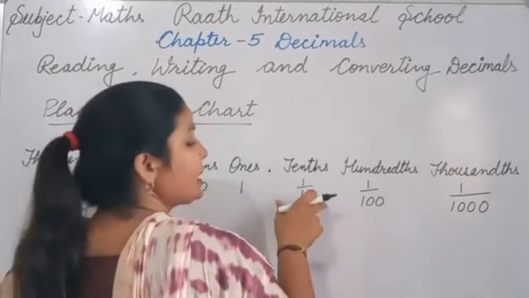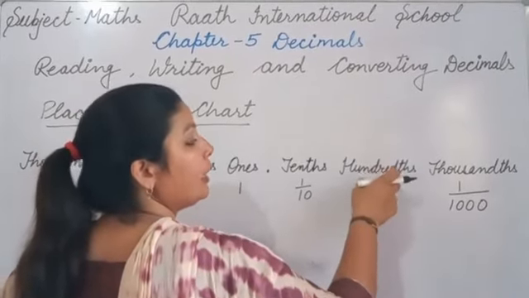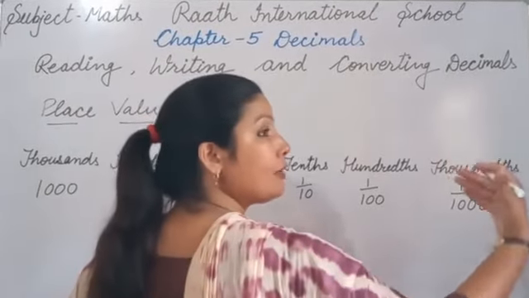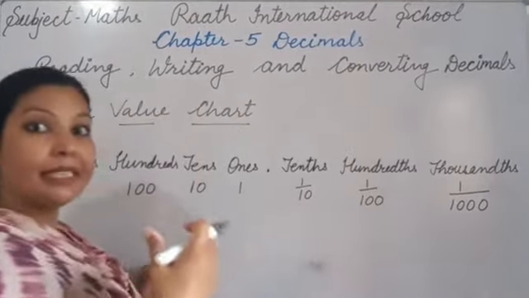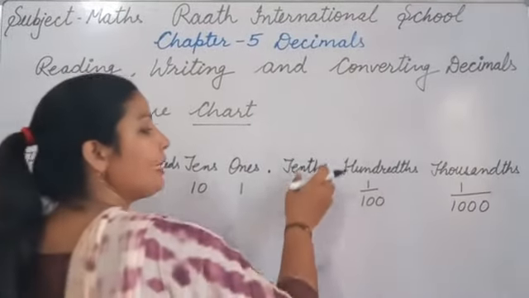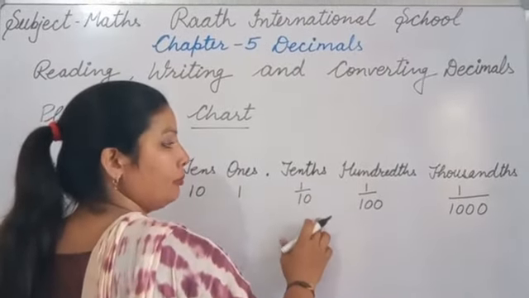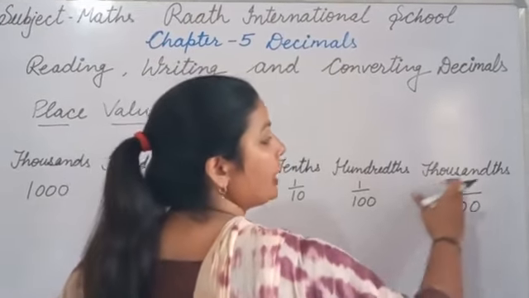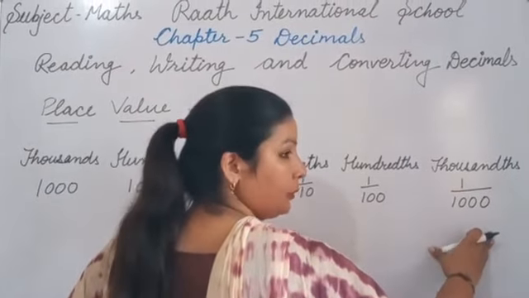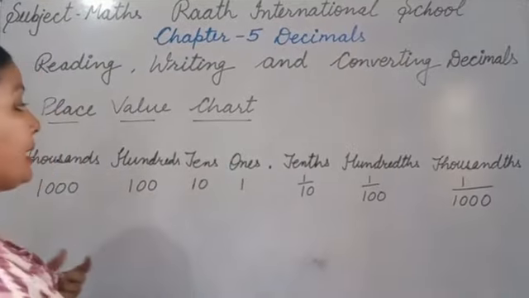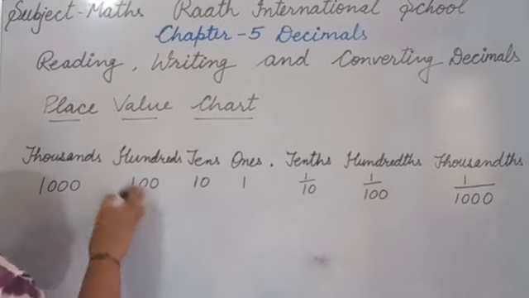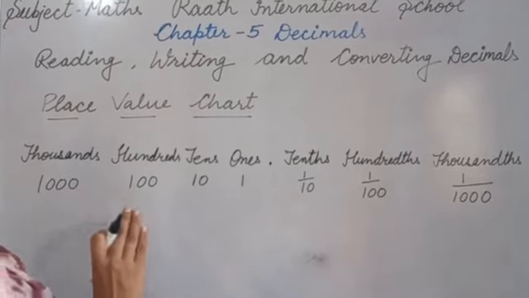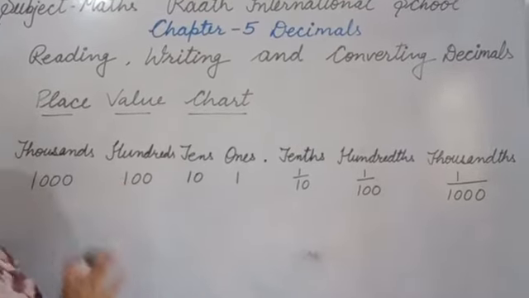Because the first place is tenth, then hundredth, then thousandth, then ten-thousandth. We move in this side also like that, but that is in the "ths" form, meaning the value is in the denominator. Tenth means 1 upon 10. Hundredth means 1 upon 100. Thousandth means 1 upon 1000. By this place value chart we find place value, and how to read and write a decimal number, that also we learn by the place value chart.